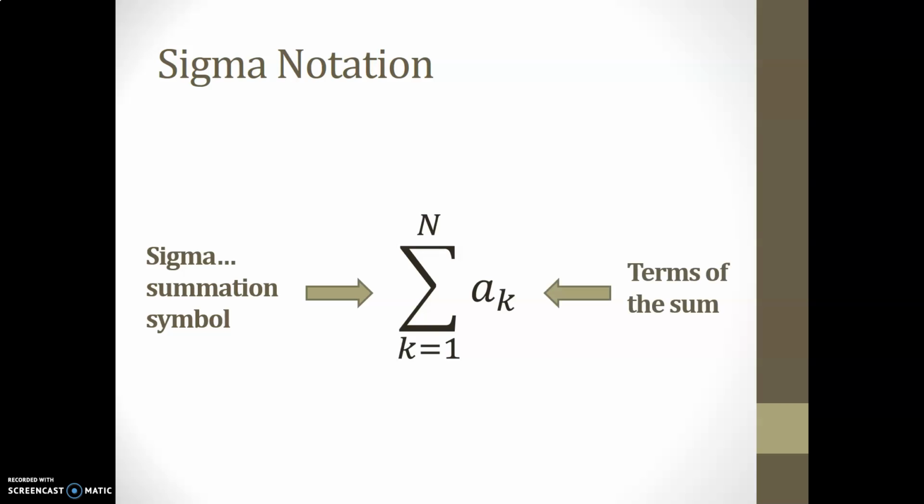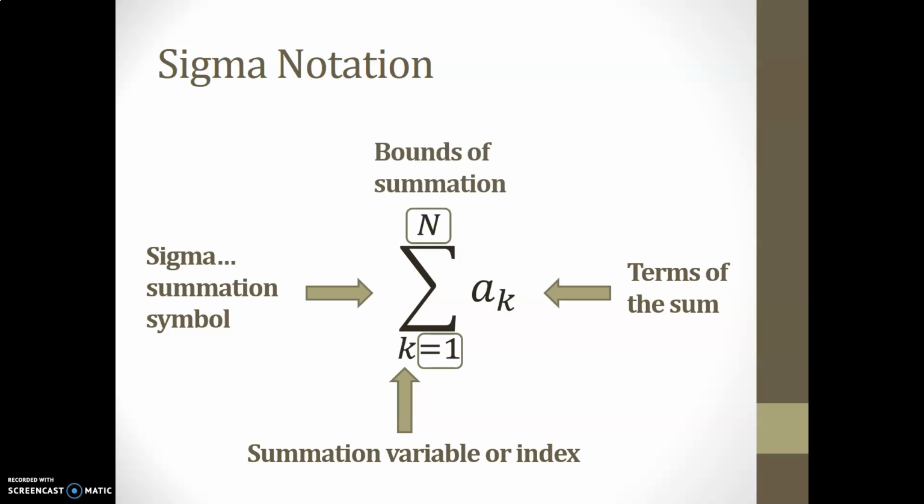a_k is the formula or represents the terms of the sum. k itself is the summation variable. So in other words, it's the term whose value is replaced by consecutive numbers. In this case, we would start counting from 1 and we would stop counting when k reaches the value of big N. So these are called the bounds of summation.